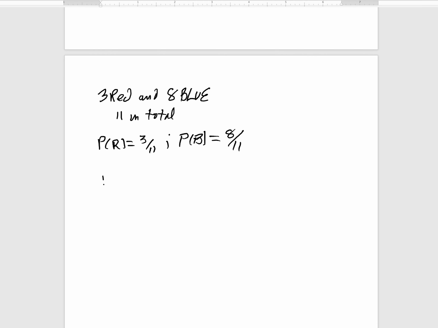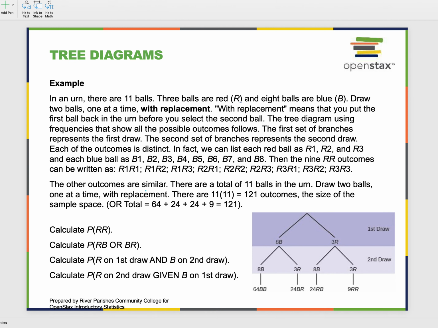Now the first one they asked was probability of red. Red and red is what that is. But I know with replacement, they become independent events. So it's really the probability of red times the probability of red. It becomes a probability of 9/121 because it's 3 times 3. It's really 3/11 times 3/11.